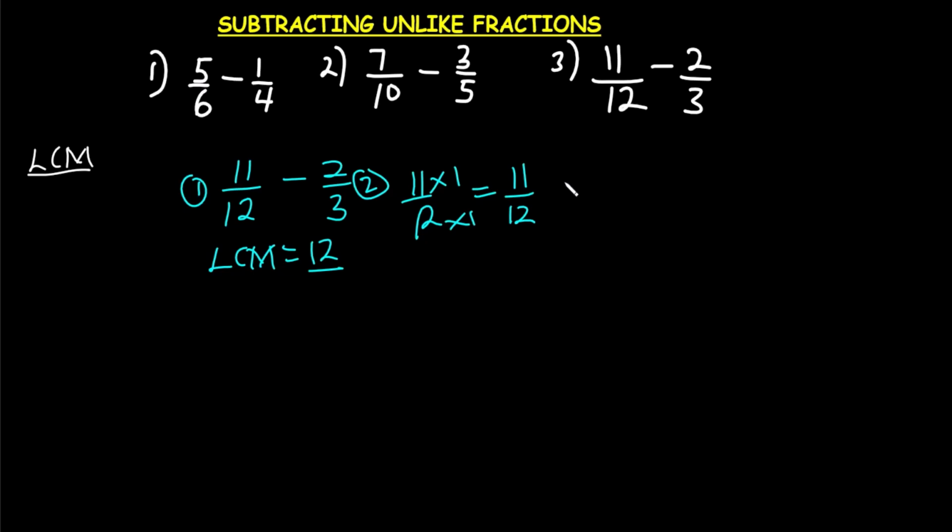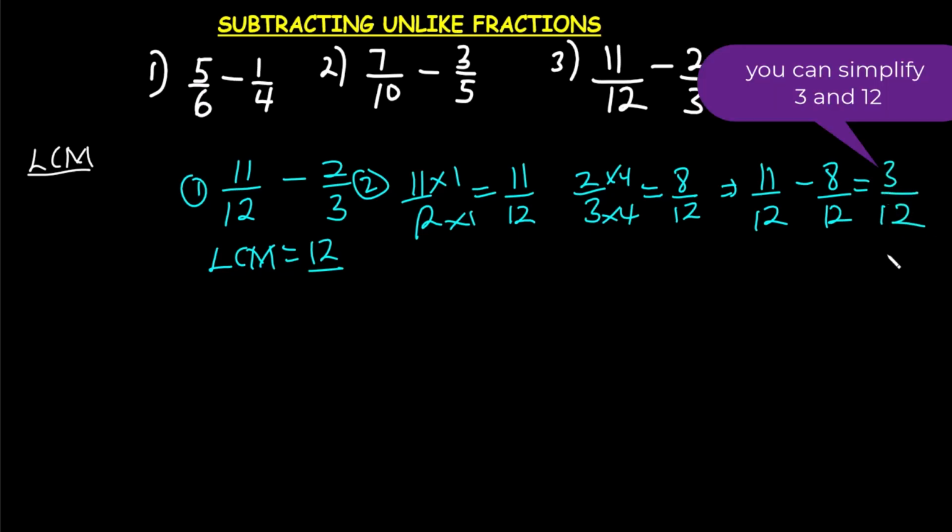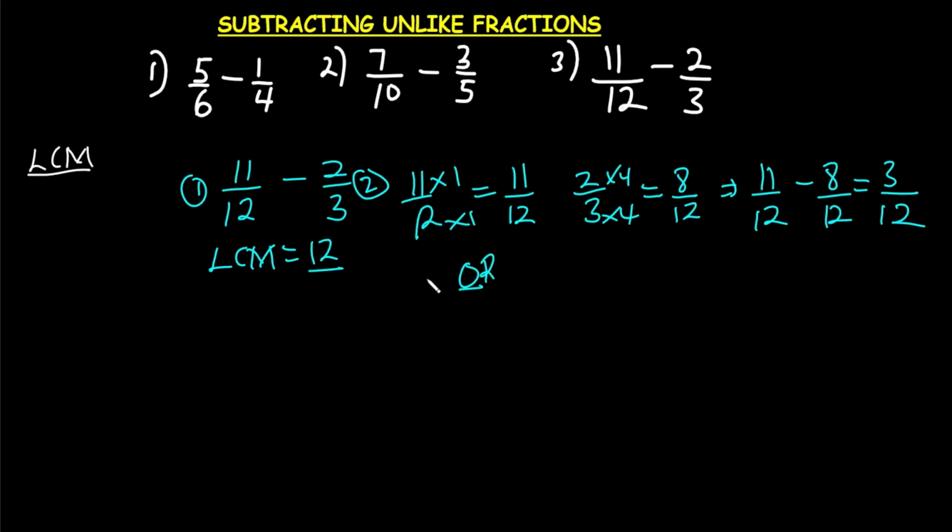The next one is that I'm going to take the second fraction, which is 2 over 3, and equate it to the LCM. 3 times what number will give you 12, which is 4. So 2 times 4 is 8. Now I have 11 over 12 minus 8 over 12. 11 minus 8 is 3 over 12. Now what if we didn't know the LCM? How can we solve this question? 11 over 12 minus 2 over 3.